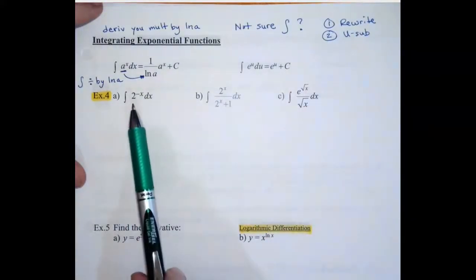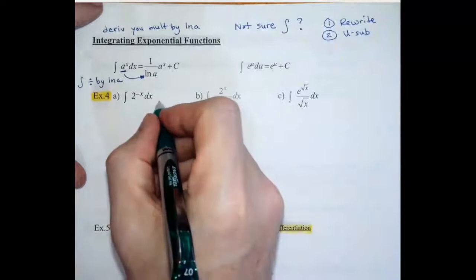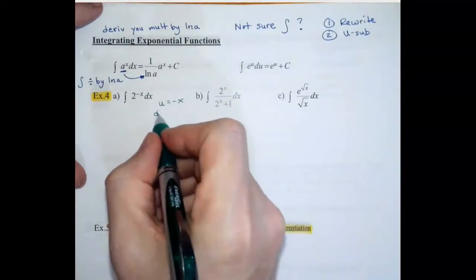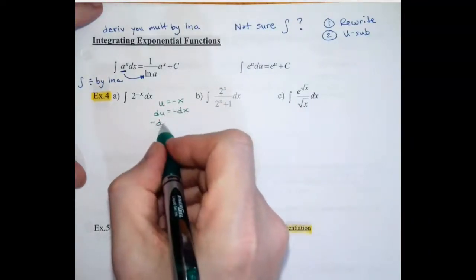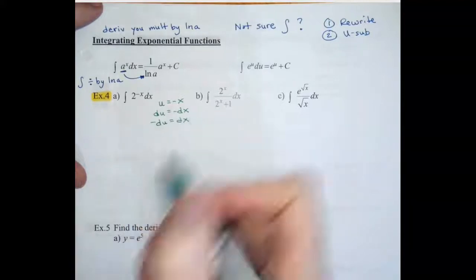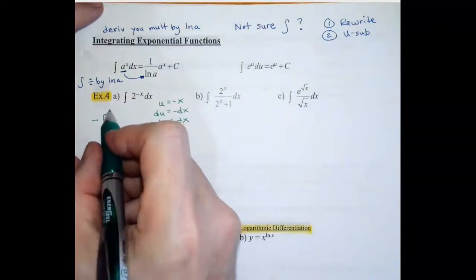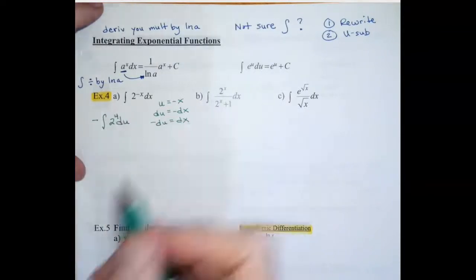Okay? So when we look at this, maybe what we can do is let u be negative x. So du is going to be negative, and so dx is equal to negative du. So that's going to be negative 2 to the u du.